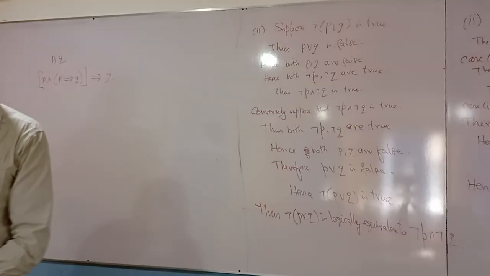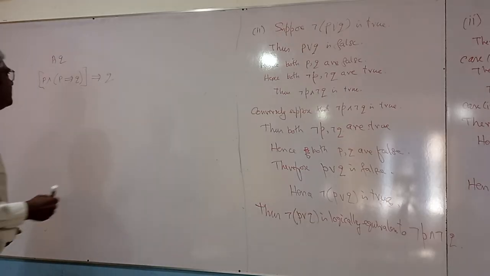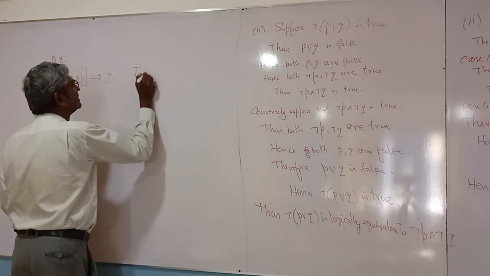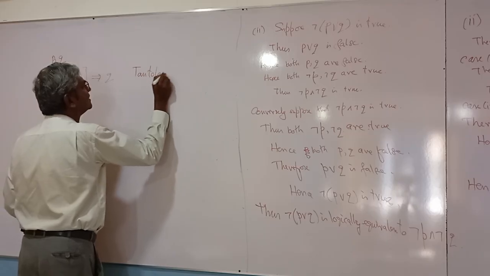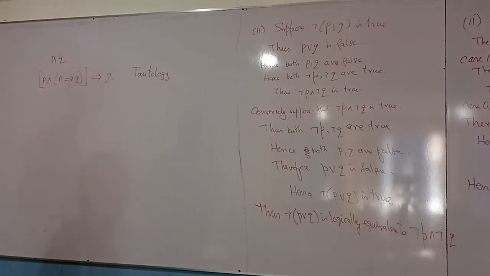So there are two statements. There are then four assignments, no? P true, Q true; P true, Q false; P false, Q true; both false. For any of them, this is true. Such a thing is called a tautology. A tautology must be a compound statement. It is true for all assignments of P and Q, R, whatever. So this is a tautology, you can see that very well.